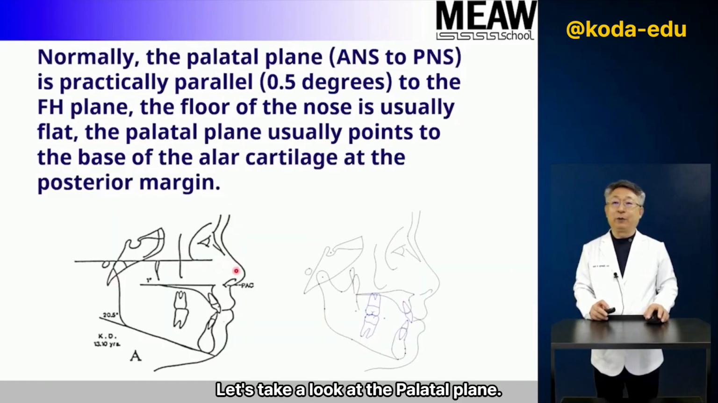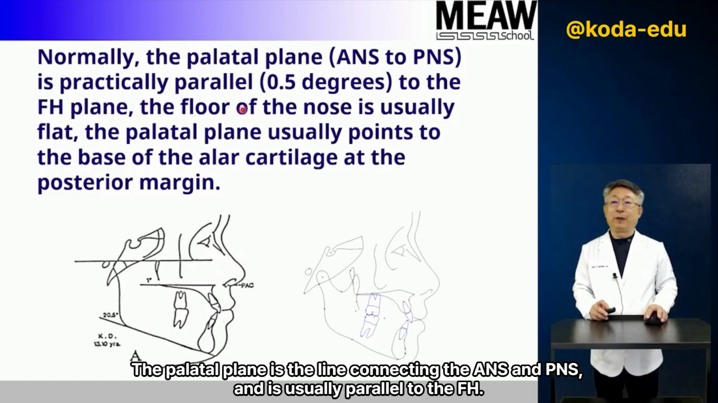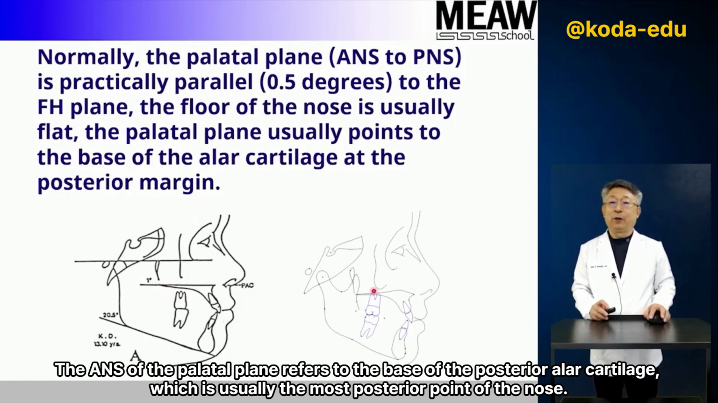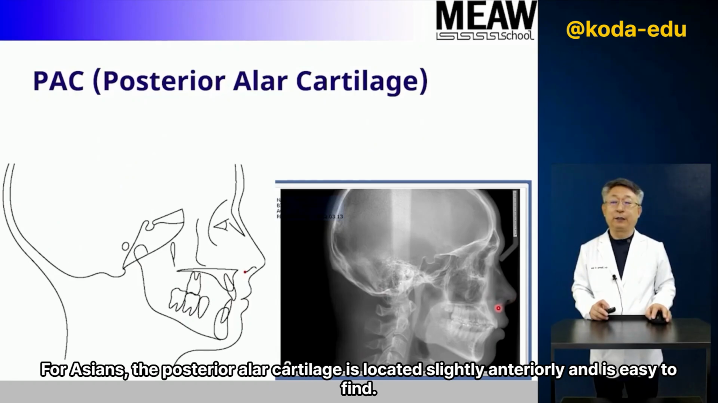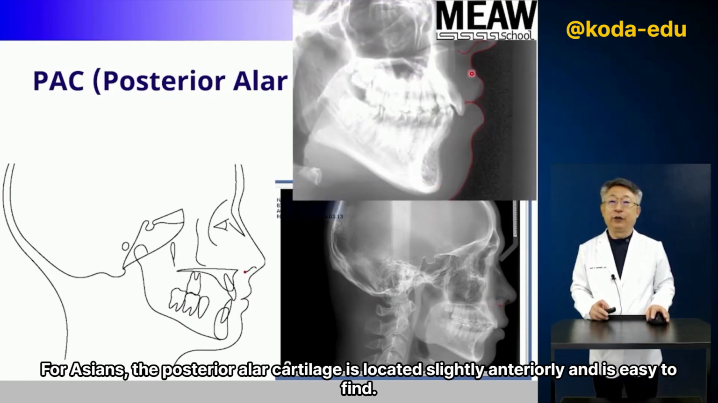Let's take a look at the palatal plane. The palatal plane is the line connecting ANS and PNS, and is usually parallel to the FH. The ANS of the palatal plane refers to the base of the anterior nasal spine, which is usually the most posterior point of the nose. You should remember the term posterior alar cartilage, which is the lowest point of the nostril. For Asians, the posterior alar cartilage is located slightly anteriorly and is easy to find.